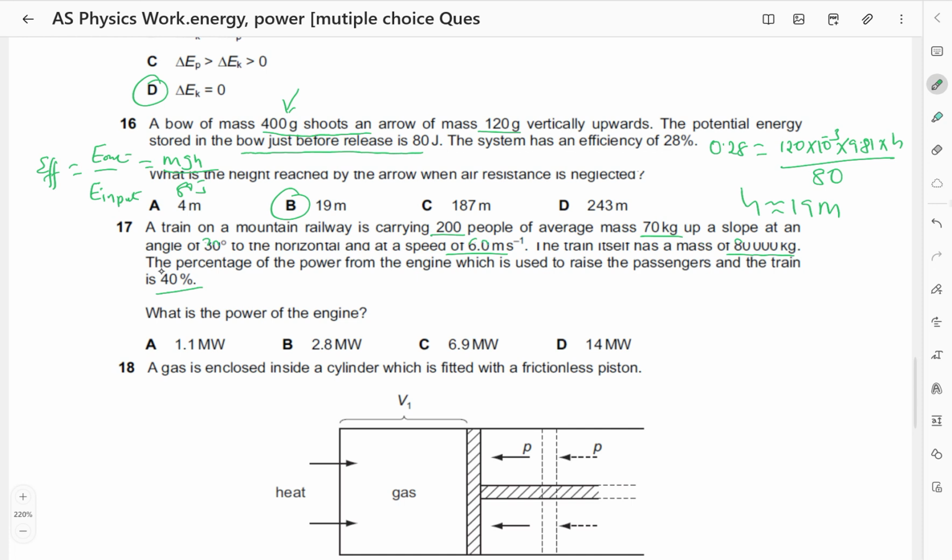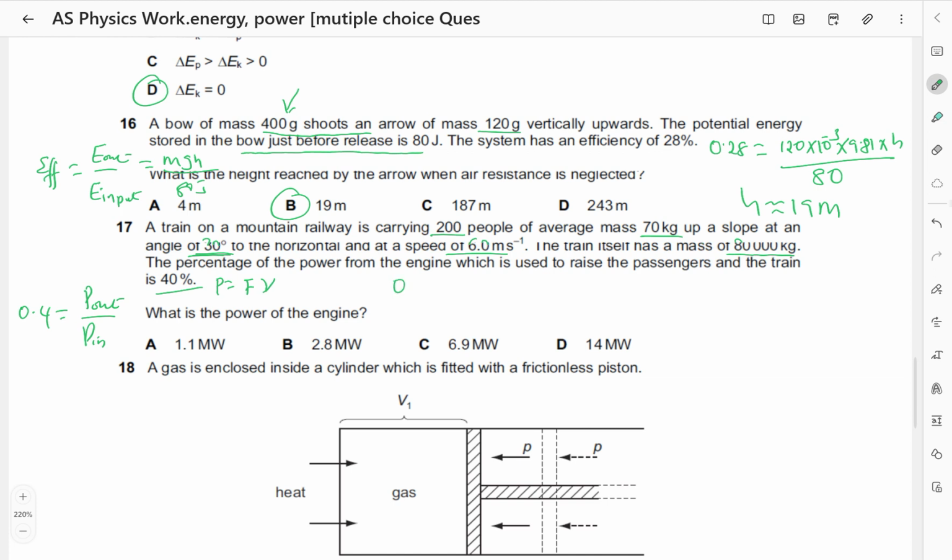So we know that efficiency, which is 0.4, should be equal to the power output over the power input. So the power output would be to raise these people, the 200 people, plus the mass of the train itself. It would be the work done to raise 200 people plus the mass of the train itself. But remember, the angle of incline of the slope is 30 degrees. So since the speed is constant, then the component of the weight down the slope will be the one we are trying to overcome there. So it will be the force. So power is also equal to force times velocity.